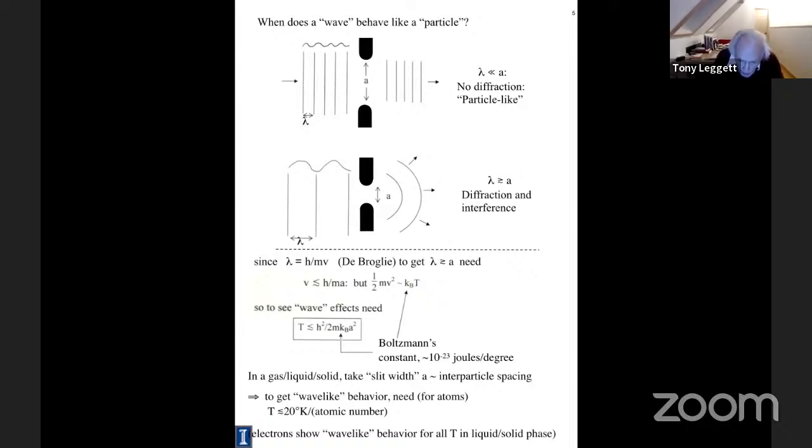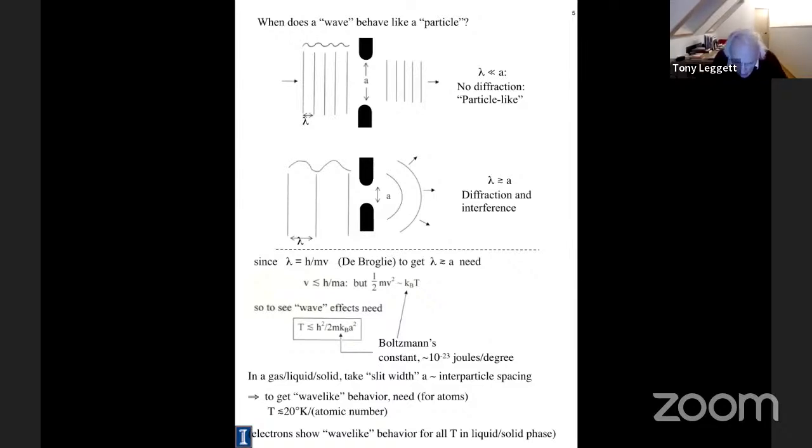So putting those considerations together, we find that the temperature should be less than or equal to h squared over 2m times Boltzmann's constant times a squared, where a is the slit or aperture through which we have to pass the particles in question. Now, that's not terribly well defined, but in a gas or liquid or solid, it seems sensible to take the width of the slit as something like the spacing between particles, because after all, each particle does have to squeeze between other particles.